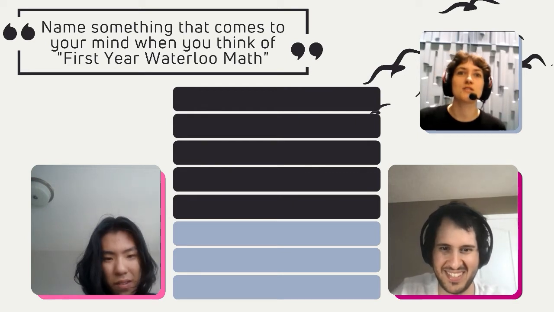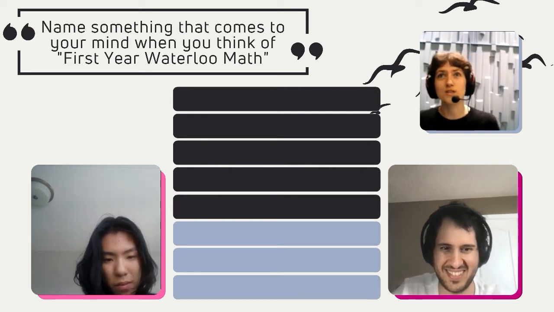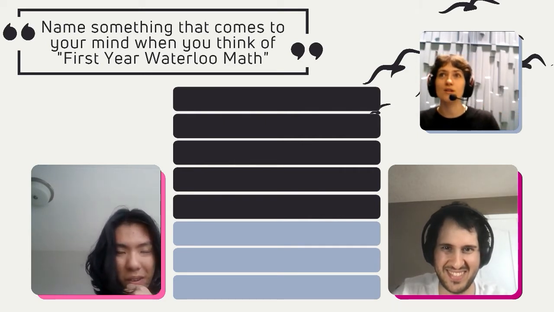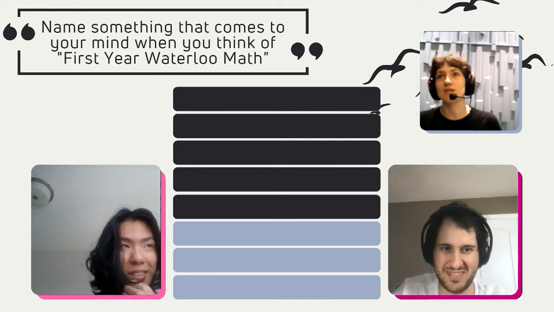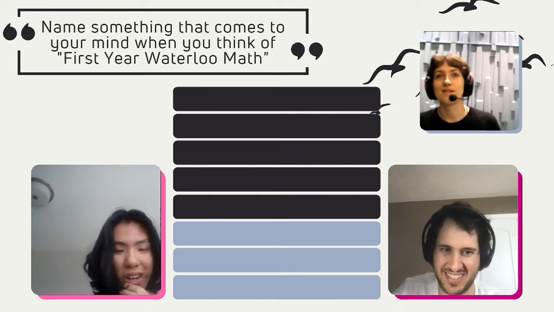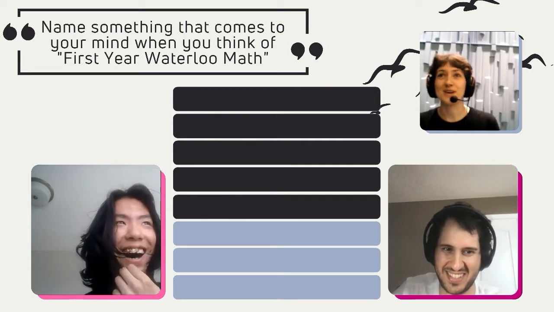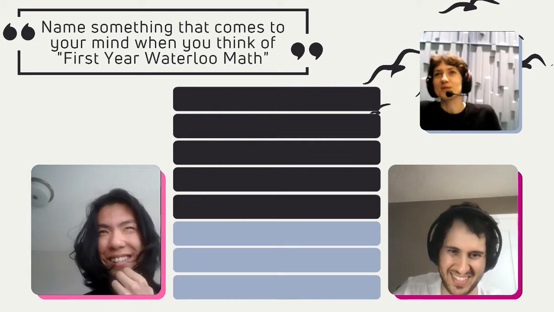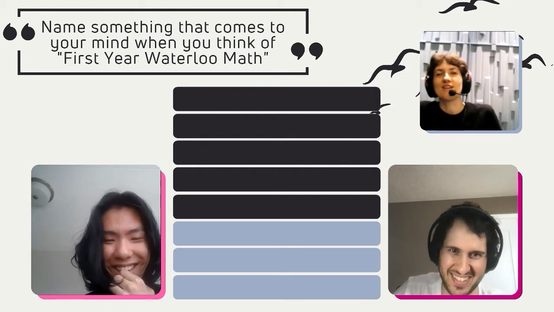Okay, the students buzzed in first, so Flavian, what's something that comes to your mind? What do you think when you polled our students? What do you think is the most popular thing that students think of when I think of first year Waterloo math? Oh, that's hard. Well, you've got to answer fast. I want to say algebra. Algebra. Okay, let's see if algebra is on our list.